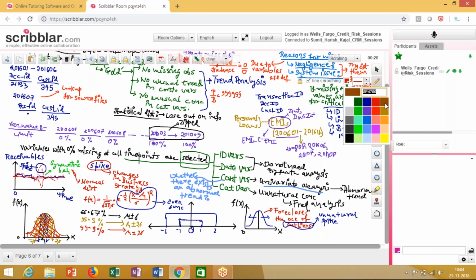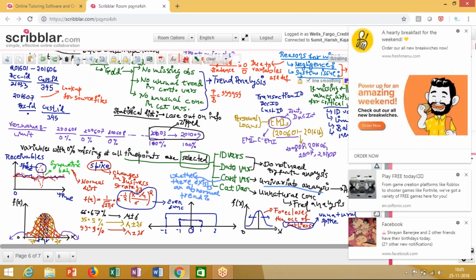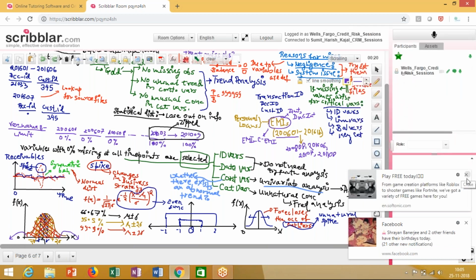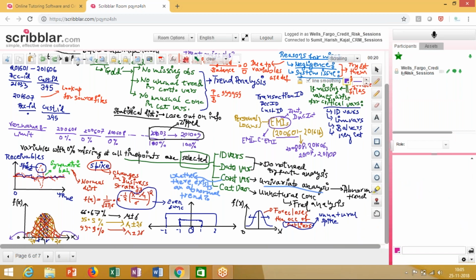It means that the value which lies outside this interval is your outlier. Or if you have a value which is lying outside this plus minus 3 sigma interval, then that is your unnatural spike, right? So this is the concept that we would use in order to assess the unnatural spikes in the continuous variables. Clear?